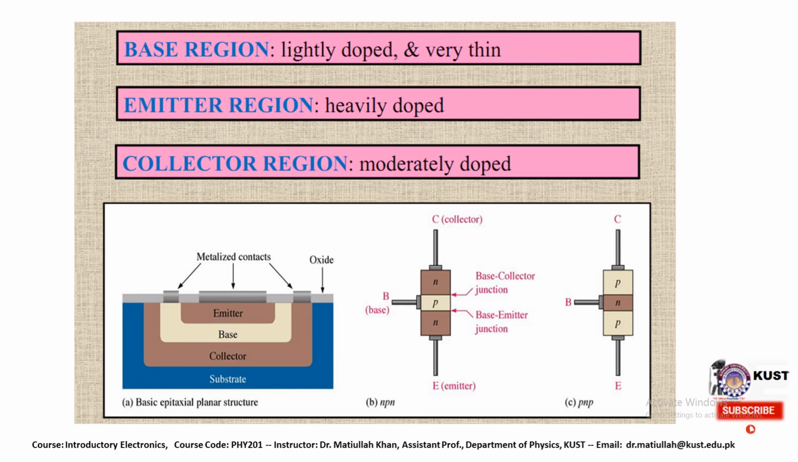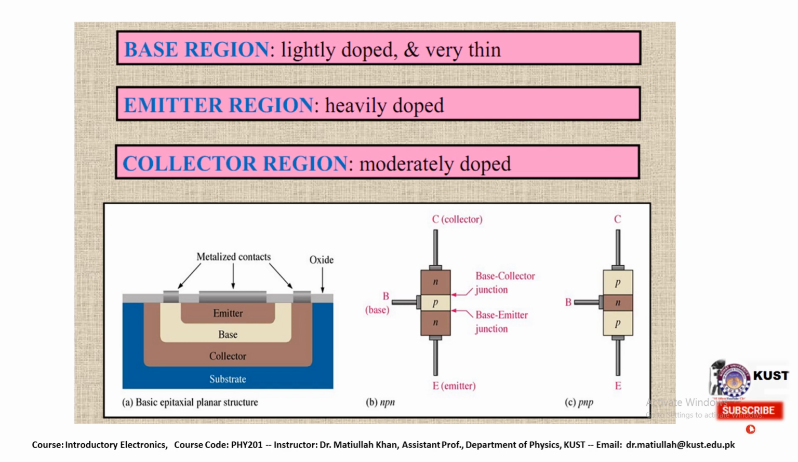If we look at the doping level or doping concentration of the different regions of these transistors, the base region is lightly doped. If we look at the size of this region in comparison to the collector and emitter regions, its size is also comparatively small and it is thin. So in some cases the majority carriers can tunnel through these thin regions.